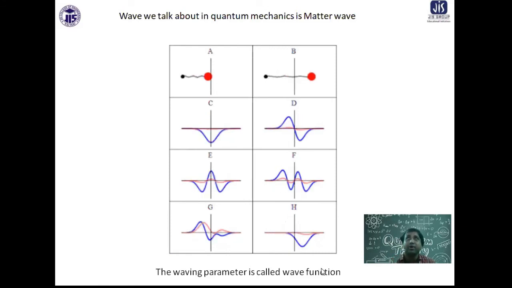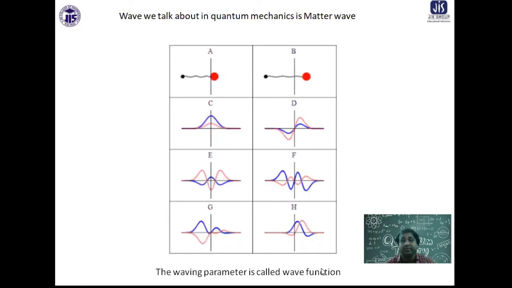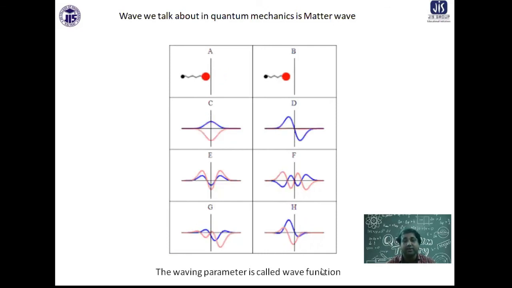You see, when the ball is approaching, it is at a peak, and when the ball is moving away, it is at a dip. So what is at a peak and dip? The chance of finding the object. So it is varying, so it is making a wave. This is the wave we are talking about.